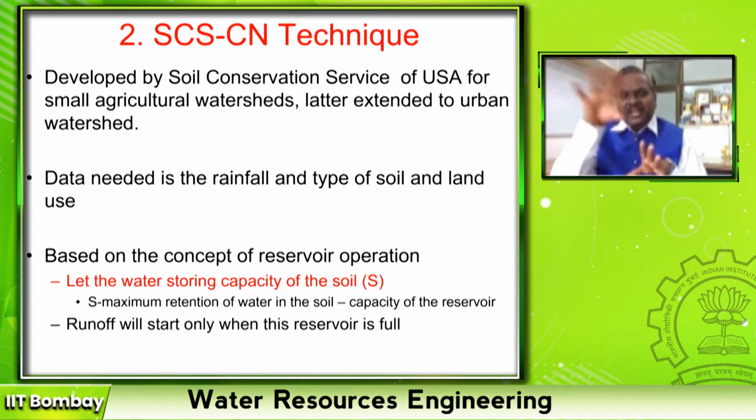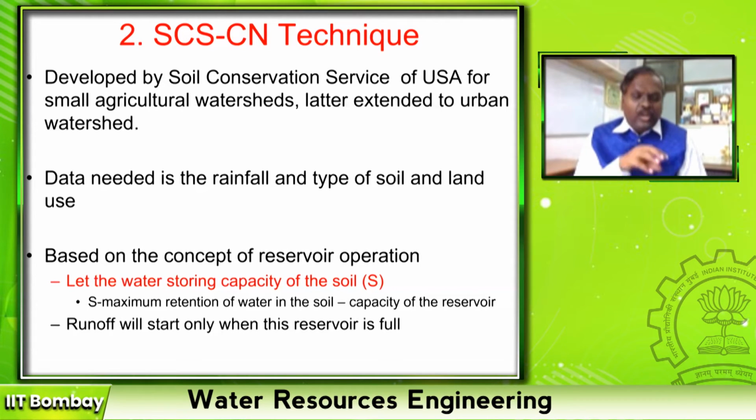Right? See, a large basin is nothing but a combination of small agricultural watersheds. That means certain characteristics should be homogeneous. Once I can divide my entire large area into smaller and smaller homogeneous regions, I can still apply the SCS curve number technique, right? So the data needed for this basic SCS curve number technique is nothing but the rainfall, type of soil and land use.